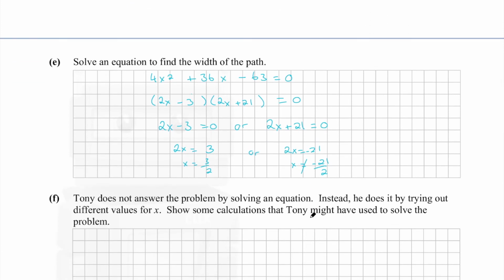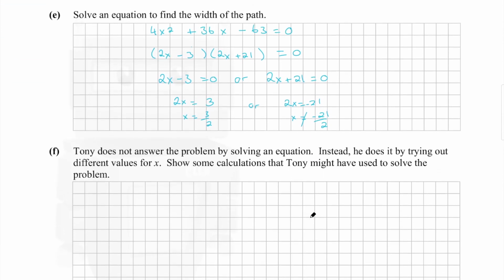Now, the final part says that Tony does not answer the problem by solving an equation. Instead, he does it by trying out different values for x. Show some calculations that Tony might have used to solve the problem. So what Tony might have done is he might have said, okay, I have 4x squared plus 36x minus 63 is equal to 0. What if x was equal to 1? So I would do 4 by 1 squared plus 36 by 1 minus 63 is equal to 0. And we'll see, okay, does that equal 0?